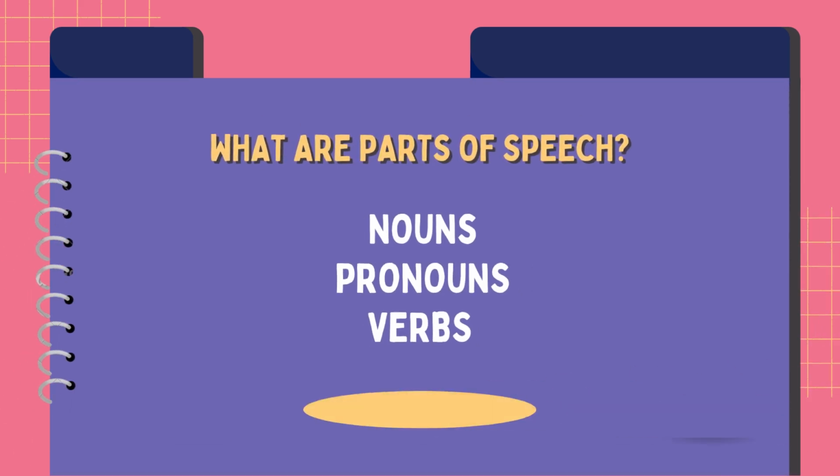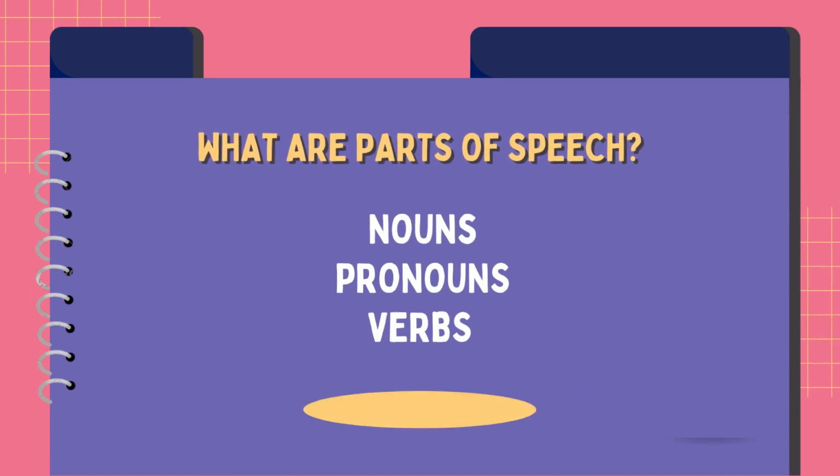In English, words have different jobs. We call these jobs parts of speech. The three we'll focus on today are nouns, pronouns, and verbs. Nouns name things, pronouns take the place of nouns, and verbs show action or being.